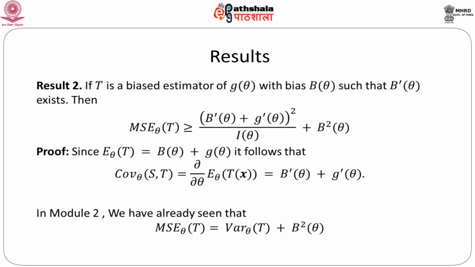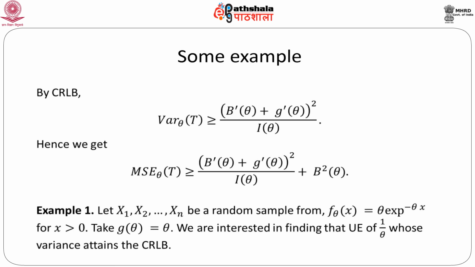Proof: since the expectation of T equals b(θ) + g(θ), it follows that the covariance between S and T is equal to ∂/∂θ E[T(X)], which equals b′(θ) + g′(θ). In module 2, we have already seen that MSE of T equals variance of T plus b²(θ). Again, by CRLB, variance of T is greater than or equal to (b′(θ) + g′(θ))² / I(θ). Hence, we get MSE of T is greater than or equal to (b′(θ) + g′(θ))² / I(θ) + b²(θ). Hence, the proof.